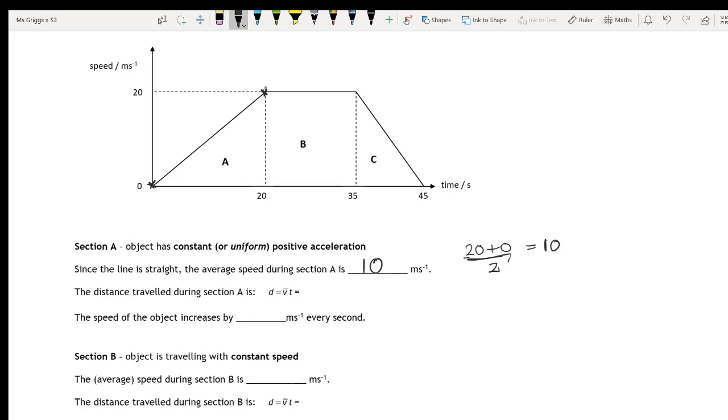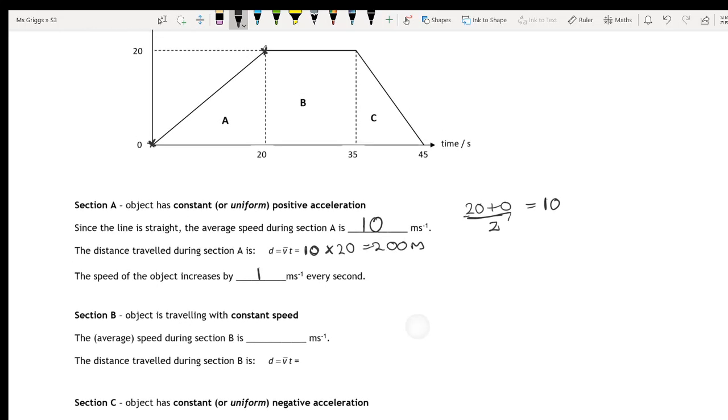The distance travelled during section A is the average speed times the time. And the time is 20 seconds. So 200 meters. The speed of the object goes from 0 to 20, so it increases in 20 seconds by 1 meter per second every second. So every second it increases 1 more until it finally gets to 20 in 20 seconds.